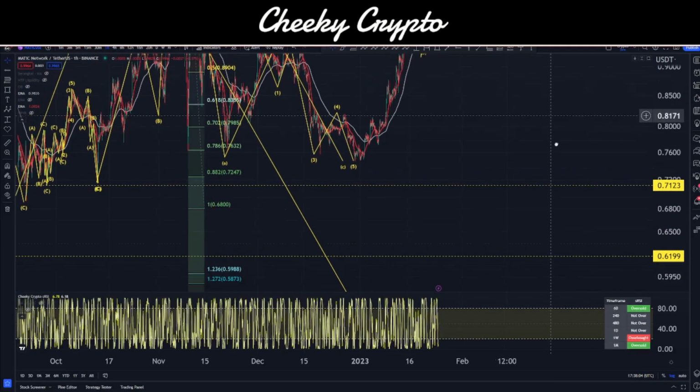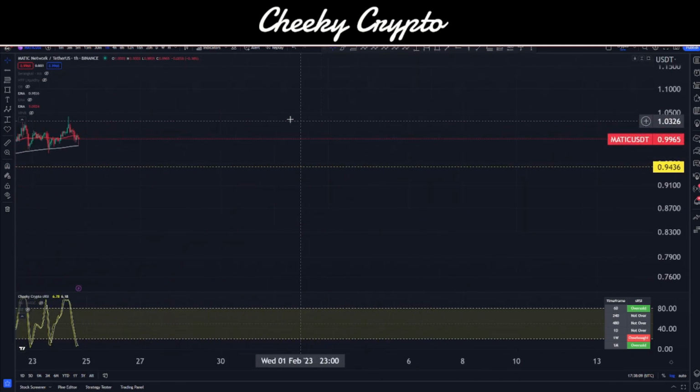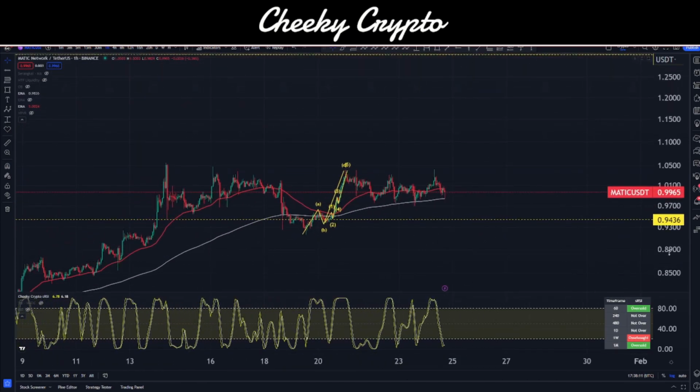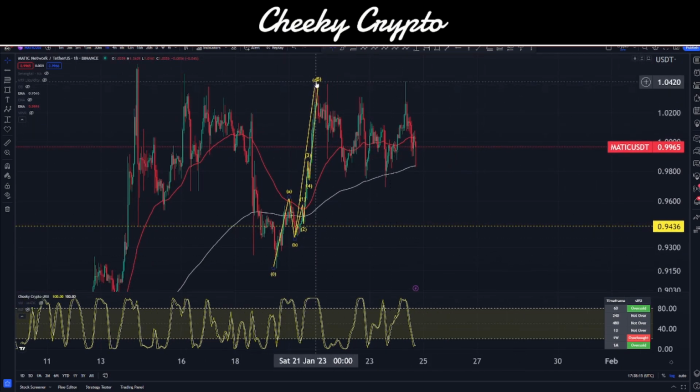Let's come back into our hourly chart and focus in on this actual high point just up here. We have a 335 corrective structure right up here. So this is basically the 21st of January 2023, about 3 or so days ago. So we can see here that this was a 335.